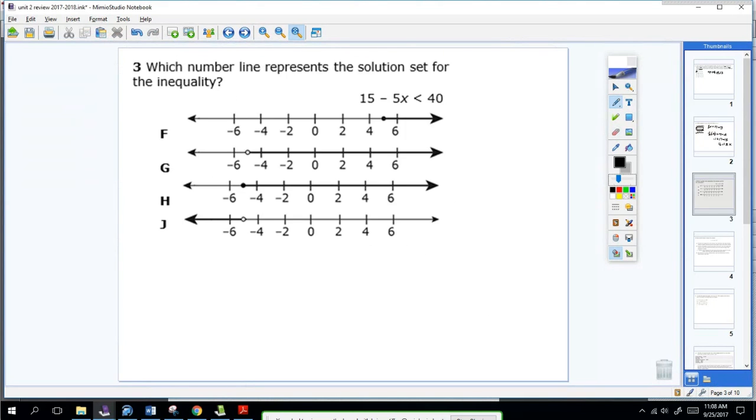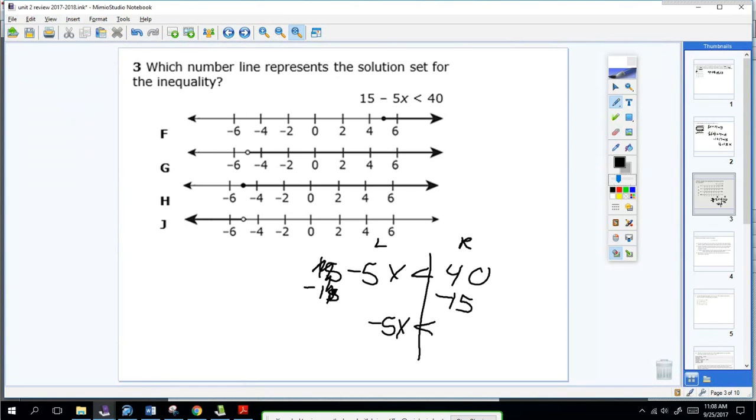All right, now number 3. Which number line represents the solution set for the inequality? So to be able to find the solution, we have to solve it. So I got 15 minus 5x is less than 40. So I'm going to draw a line down my inequality sign. I got a left side and a right side. The number I'm looking at on the left side is 15. Well, that's a positive 15. So I'm going to subtract 15 from both sides. So this cancels out. I bring down my -5x, which is less than 40 minus 15, which is 25. So now I'm going to divide by -5 on both sides.